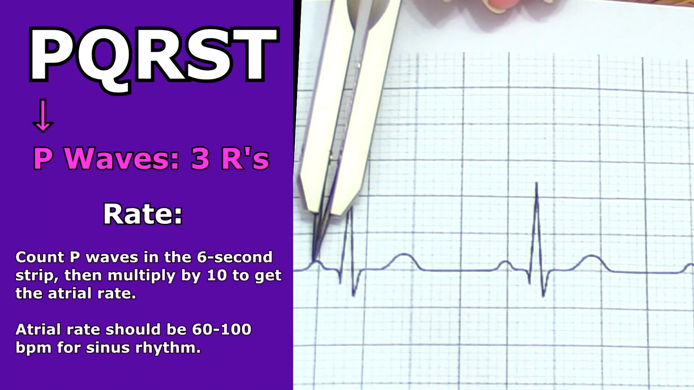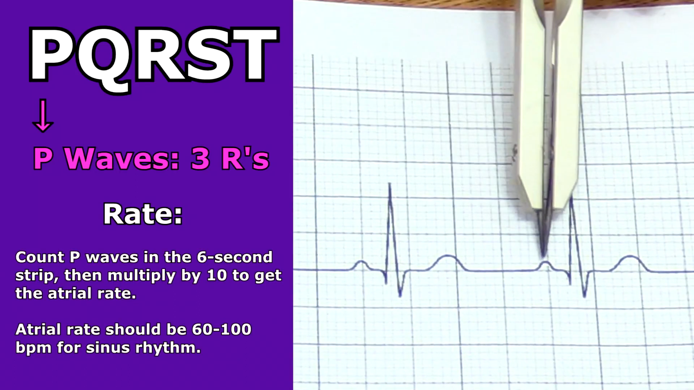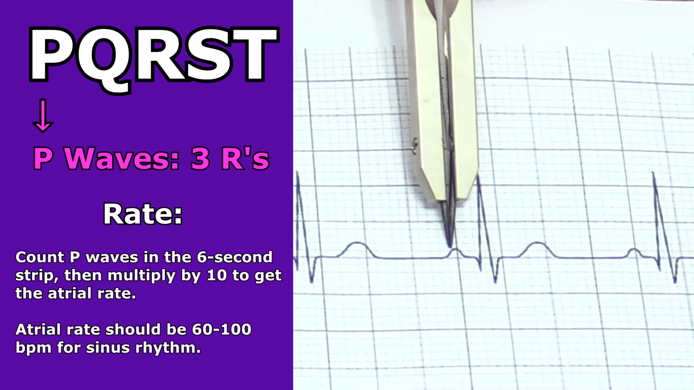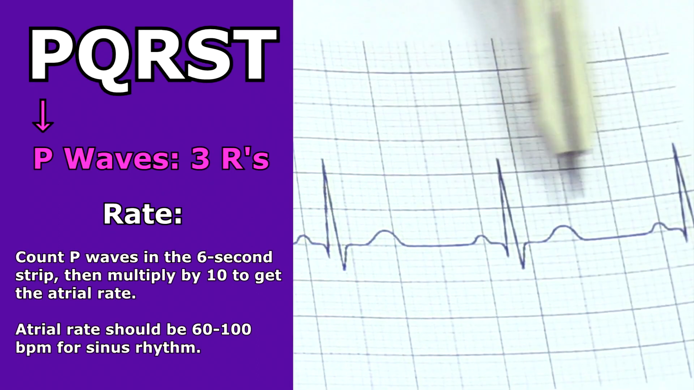Then look at the rate of those P waves. Count the P waves within that 6 second strip, then multiply by 10, and this is the atrial rate. The atrial rate should be around 60 to 100 beats per minute for normal sinus rhythm.